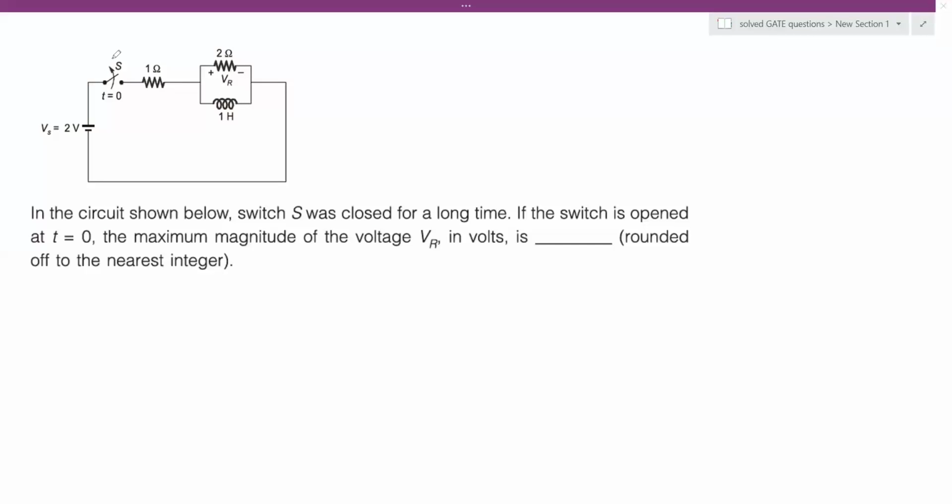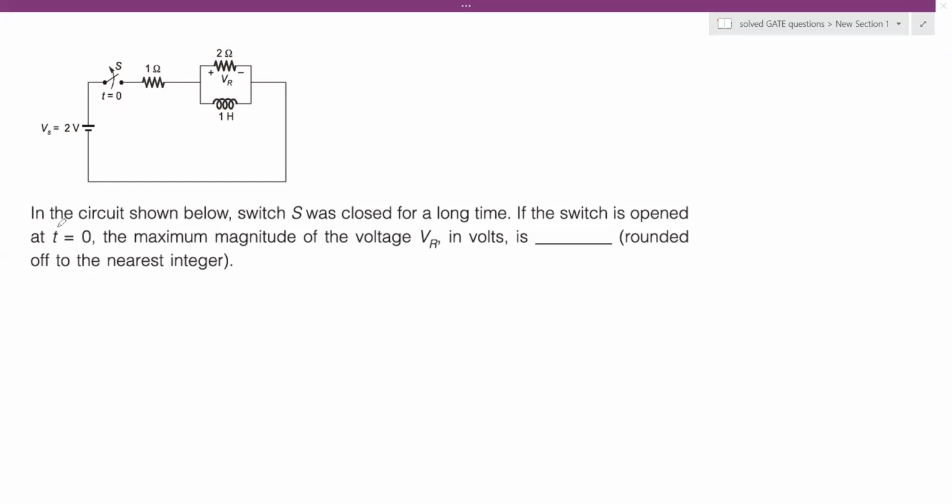Let me show you. This is the switch, and then we have one voltage source. We have resistors of 1 ohm and 2 ohm, and then we have this 1 Henry inductor. So here at t equal to 0, there is some condition shown. Let us first read out the problem statement and accordingly try to find what is asked.